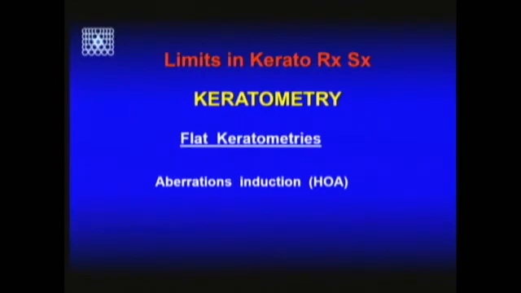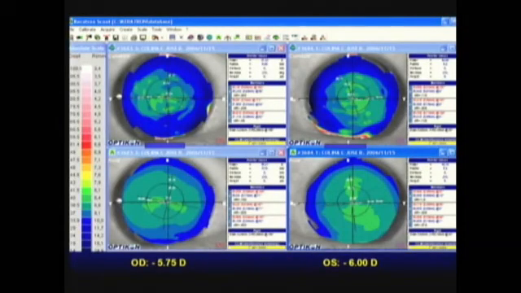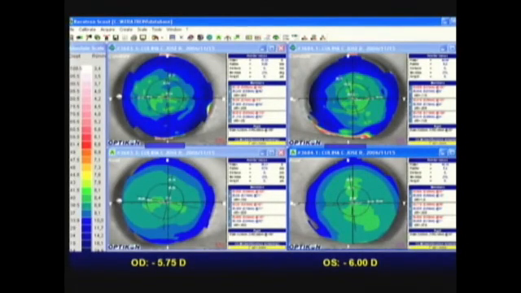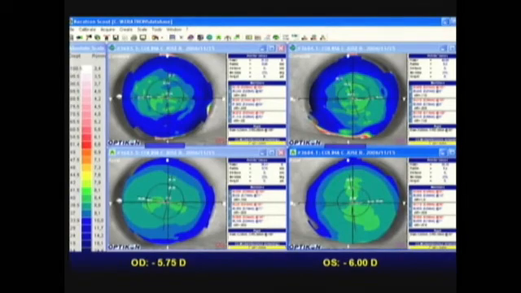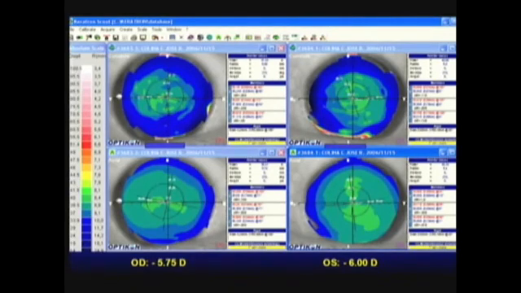The keratometries. Patients with flat keratometries don't consider keratorefractive surgery because you will induce high-order aberrations. This is a patient with 5.75 and 6 diopters of myopia, but the K's are in the 39s. So this is not a good candidate for keratorefractive surgery because of the low keratometry values.